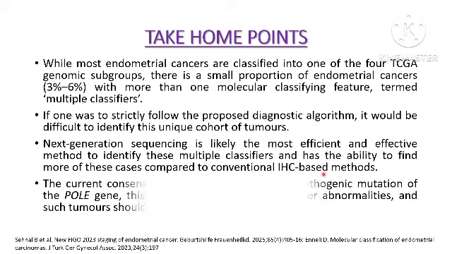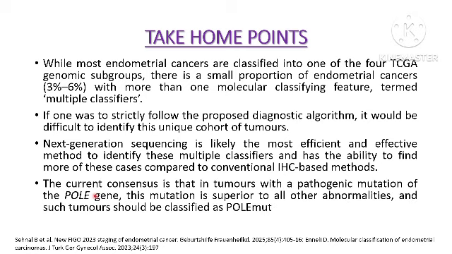So the current consensus is that in tumors with a pathogenic mutation of the poly gene, this mutation takes precedence over all other abnormalities, and such tumor should be classified as polymutant endometrial cancers. If the patient cannot afford it, you better begin with polymutated status, to advise the patient to undergo polymutation testing by sequencing.